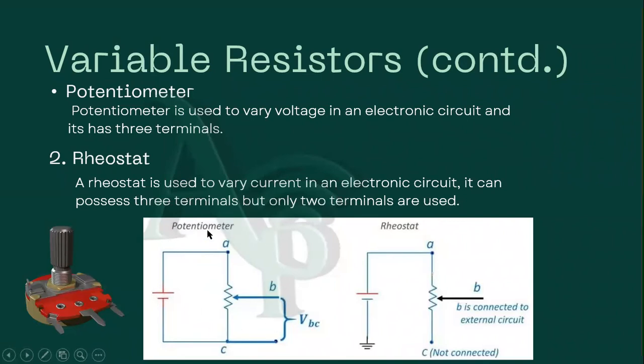As a potentiometer, you connect A and C together. This will become our A, and this becomes our C. You connect A and C, and the middle terminal here, which is B, becomes our output. So you make use of the three terminals here. Then for a rheostat, you make use of only two terminals. You don't connect the third one. So you make use of A and B.